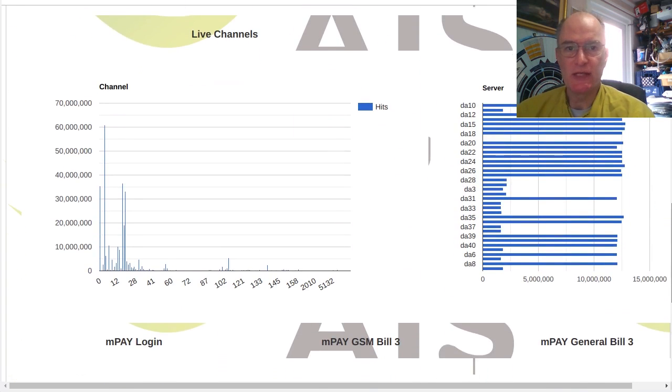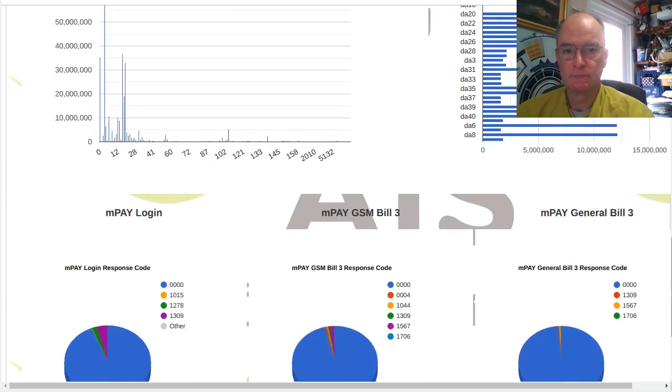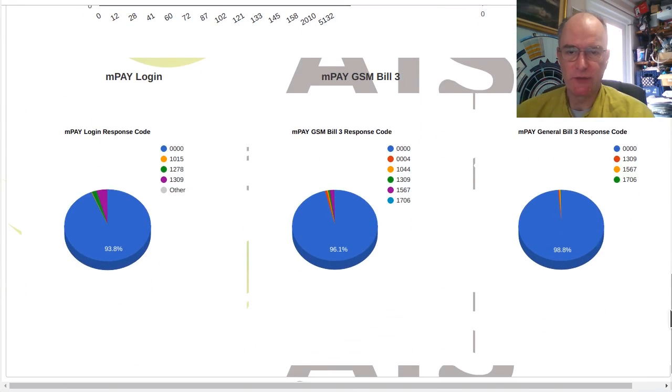And we can also look at things like server balancing because this is the dashboard. So we're looking at which servers are doing the most work. And again, if you drag over it, you get the exact numbers. And here's how popular the different channels were. So the most popular channel there, number 3, at 60 million hits in this week. And we've got further drill down here for the dashboard for MPay.